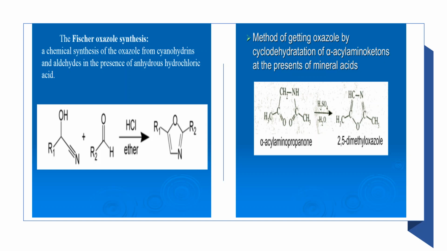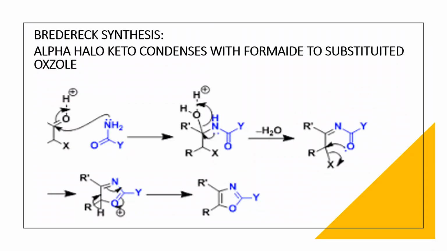Next method is you treat an alpha acyl aminopropanone. What is alpha acyl amino? There is an acyl amino group on the propanone. Propanone is acetone only. It is acetone which contains an N-acyl amino group at the first position. It undergoes condensation in presence of H2SO4 to give you the corresponding 2,5-dimethyl oxazole. So this is your fourth method for the synthesis of oxazole.